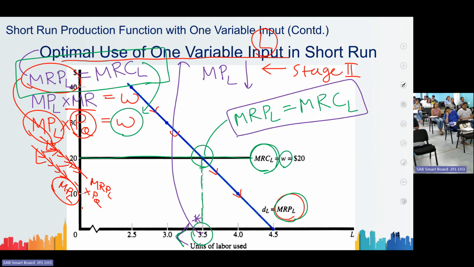So this 3.5 is only for this diagram, okay? When we have different numbers for MPL, when we have different numbers for price of output, and when we have different numbers for the wage rate, this value will be different. The optimum amount of labor will be different.